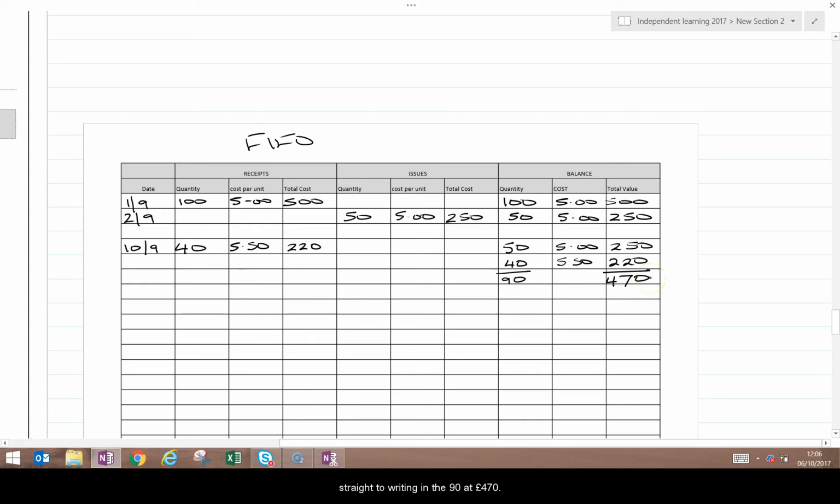Now you might wonder why we do that, why we just didn't go straight to writing in the 90 at 470. It is because by showing it like this, we can see the exact breakdown of our stock. So we do know we've got 90 units in stock. We know they are at a cost of 470. But what we also know by looking at this is that those 90 units are made up of 50 units that we paid £5 for and 40 units that we paid £5.50 for. When we then come to make an issue, by having this breakdown, it is much easier to work out the cost of the issues. And we'll see that in the next transaction.